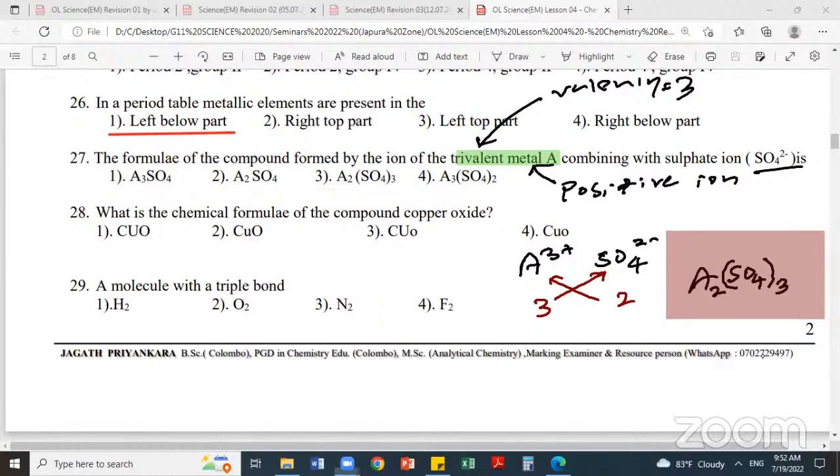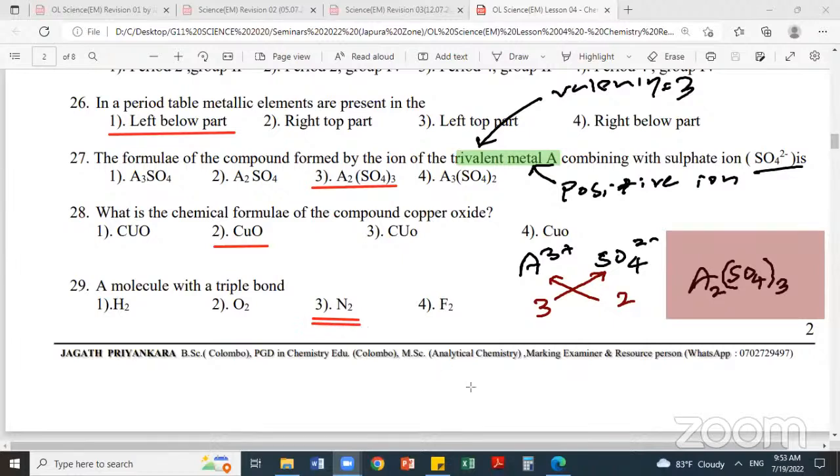Question number 28. When you write the formula of a compound, copper is C capital, u small, and oxide is oxygen, O capital. So the correct answer is the second one. Copper oxide is CuO. Next one, I think I told you under nitrogen how many bonds there are. Question number 29, the answer is 3. Nitrogen has a triple bond.